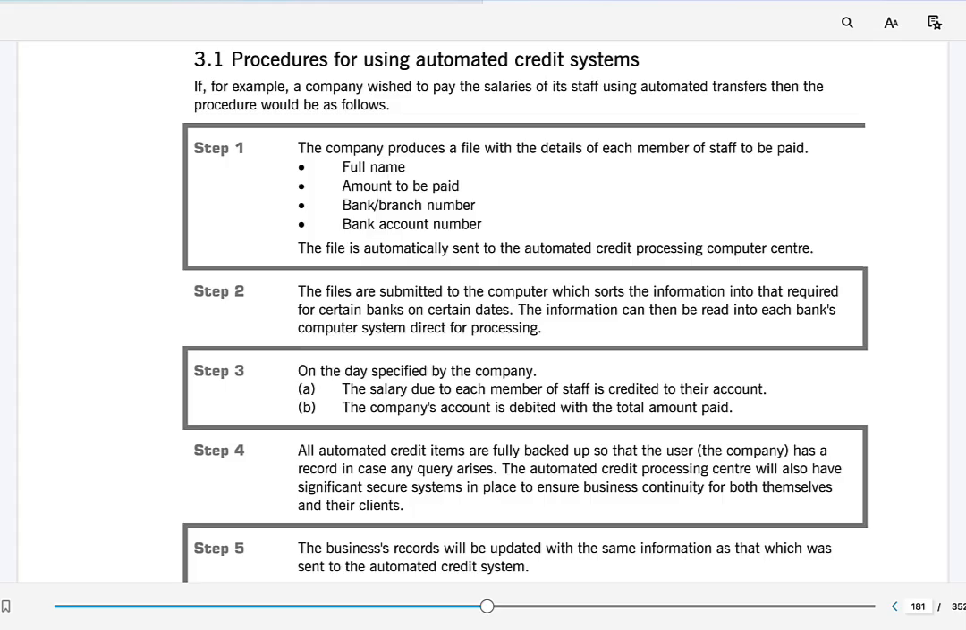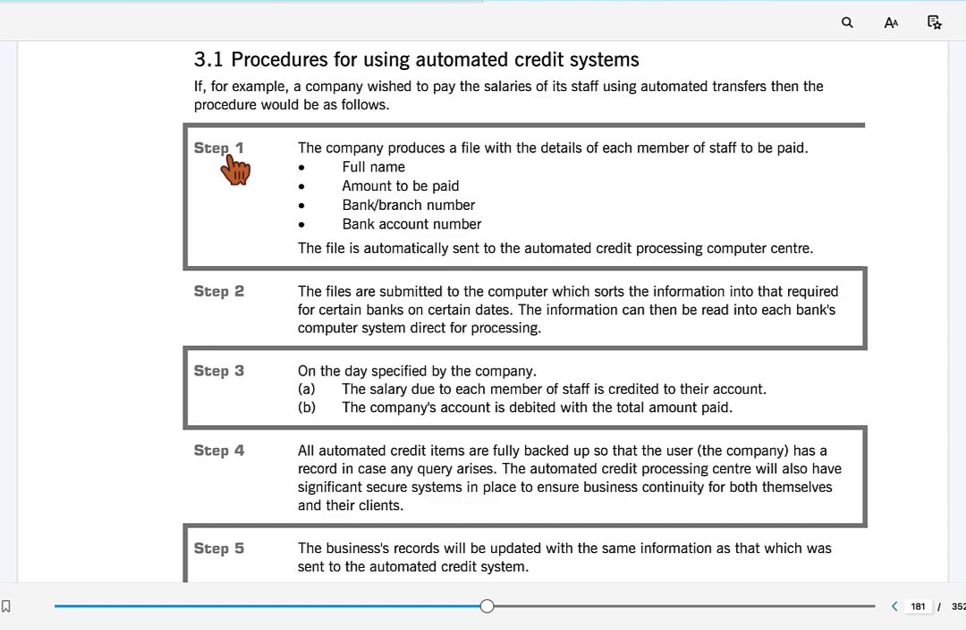some one-off payments. The main reason businesses like automated credit systems is simple. They reduce paperwork, they reduce delays, and they improve security. Now let us go through the procedure step by step, exactly like the book shows it, but with full teacher explanation so you understand it deeply.